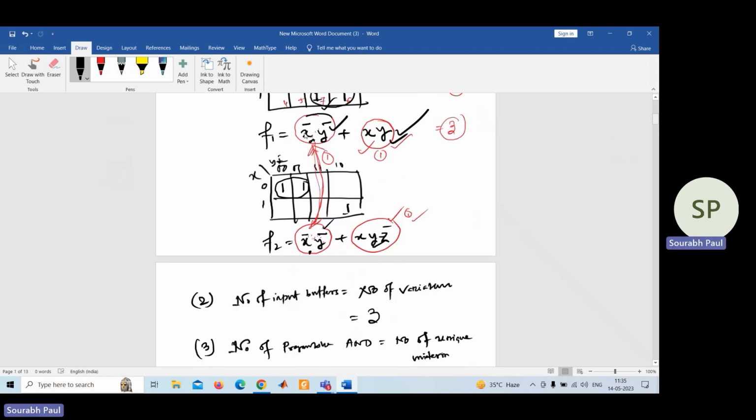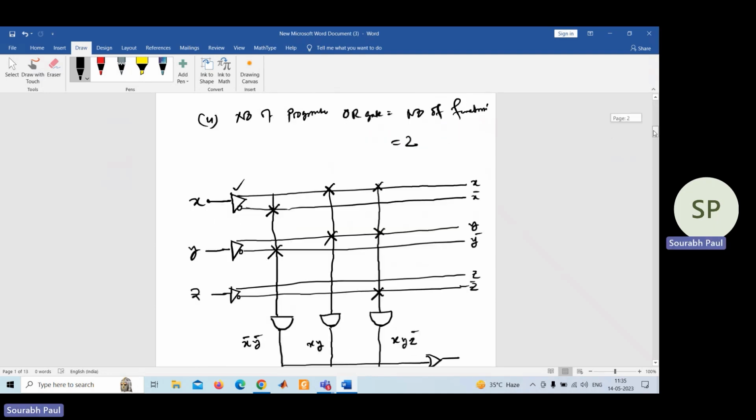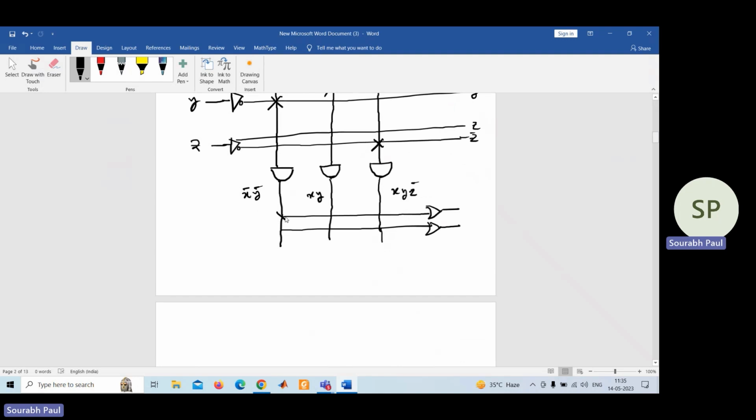So the first function is X bar, Y bar plus XY. We'll check which line has X bar, Y bar, and which has XY. So the output of this OR gate is giving the function F1, because here for X bar, Y bar we have made one connection, and here also we have made one connection, and there is no connection on this third line. So what is the output of F1? That is nothing but X bar, Y bar plus XY. That is the output of F1, or this OR gate.